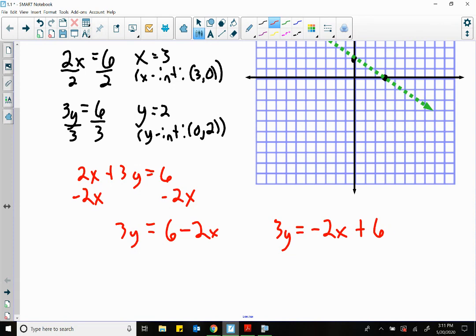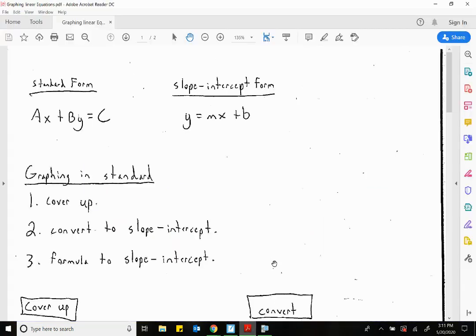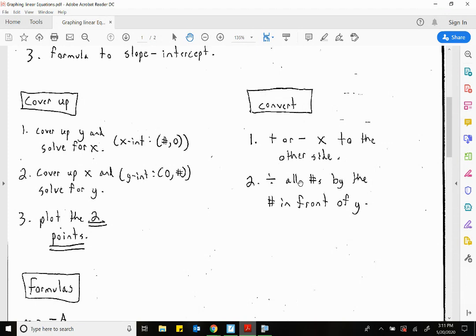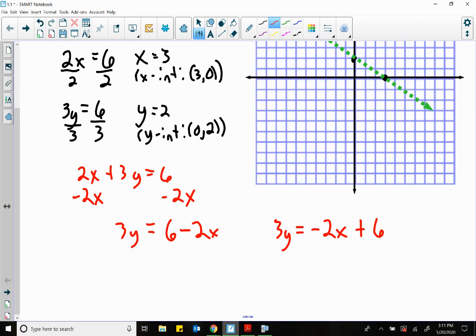It's a-okay. So the next step, step 2, says to divide all numbers by the number in front of y. So let's look at the number in front of y. It's 3. So every number over here is going to get divided by 3. Notice I didn't say variable. I said numbers. Okay? And I don't like doing this. I know some teachers taught you this. I don't like doing that.